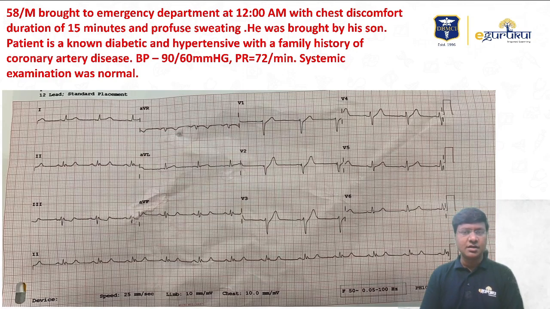The son was a software engineer, and he was a little adamant when we tried to explain that the ECG is more or less normal, but we still need to monitor the patient, for which we need to admit him. He asked us why we want to admit when the ECG is normal. We said the patient has risk factors: one is diabetes, second is hypertension, and third is a family history of coronary artery disease. Three risk factors related to ischemic heart disease are there. That is the reason why we want to admit the patient and do serial monitoring of the ECGs.